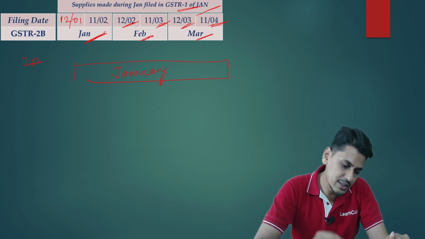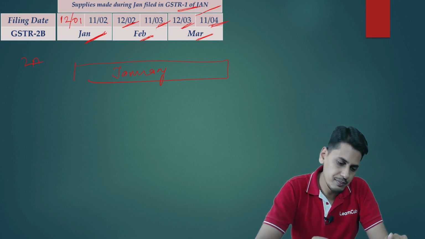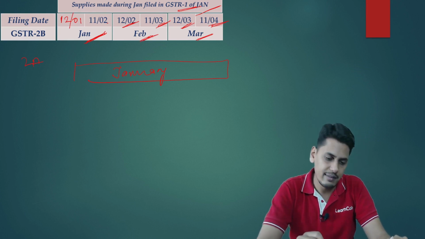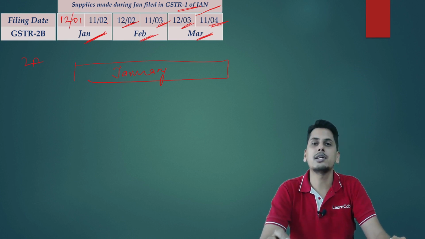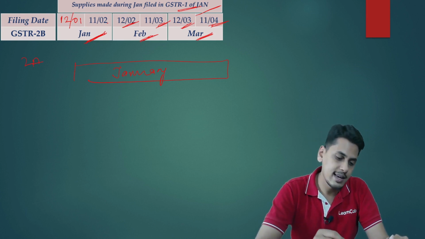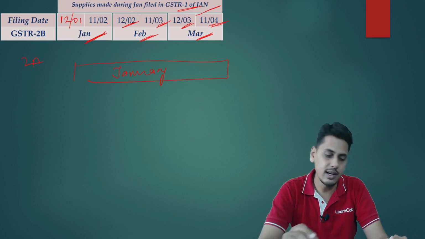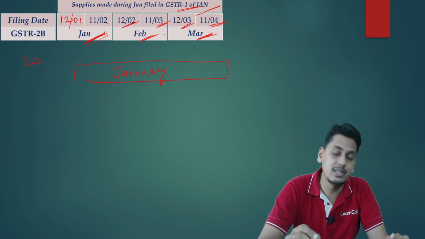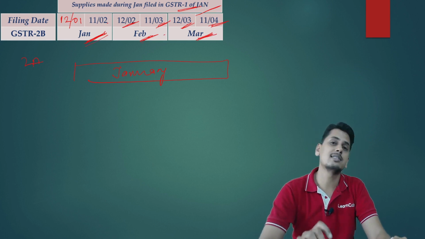So friends, for Jan month, it is 12th Jan to 11th Feb. For February month, it is 12th Feb to 11th March. For March month, it is 12th March to 11th April. So friends, if the uploading of this particular invoice is happening between these dates, then it would appear in this corresponding GSTR-2B. What difference does it make?